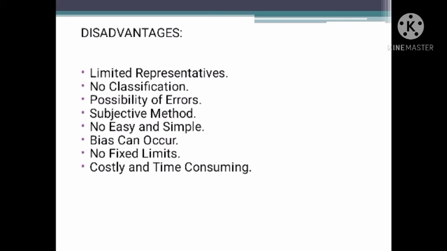The next, no fixed limits. This method depends on the situation and has no fixed limits of investigation for the researchers. The next, costly and time consuming. This method is more costly and time consuming as compared to other methods of data collection.